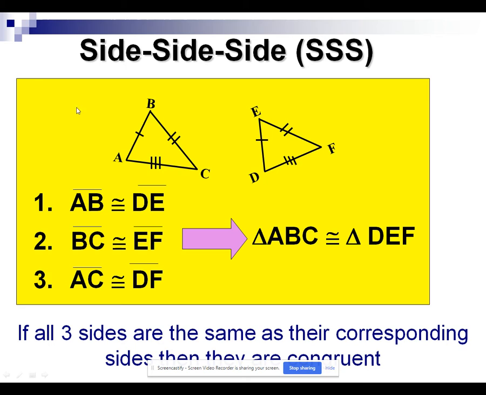First one on the yes side: side, side, side. So what you're going to put is SSS. On the yes side, put SSS, and that stands for side, side, side. What that means is if I have two triangles and I can see that this has a side, side, and a side marked, showing that this side matches with this side, and this one matches with that one, if all three sides are marked as matching, then the triangles have to be congruent.